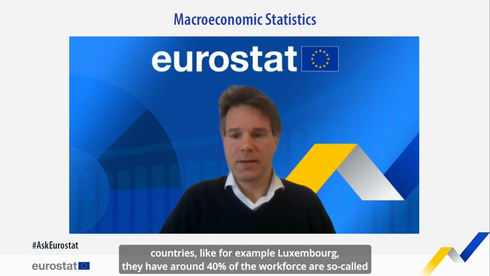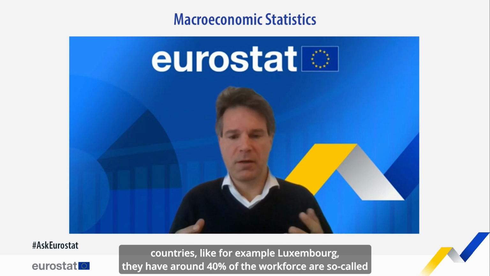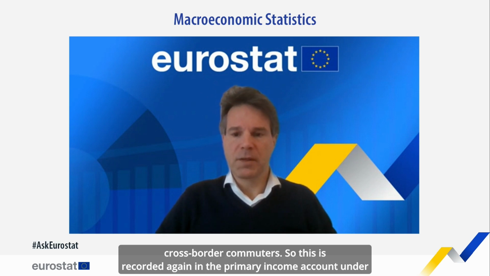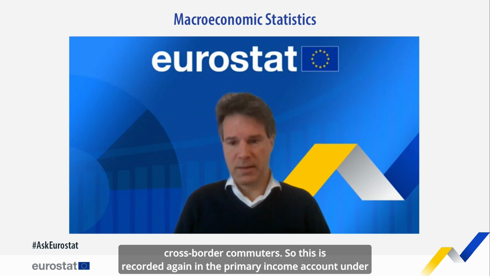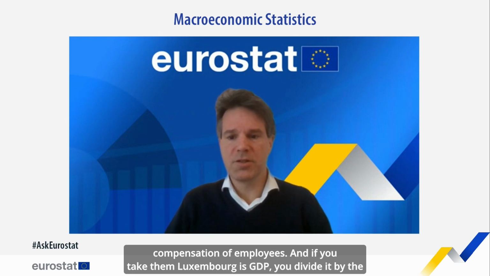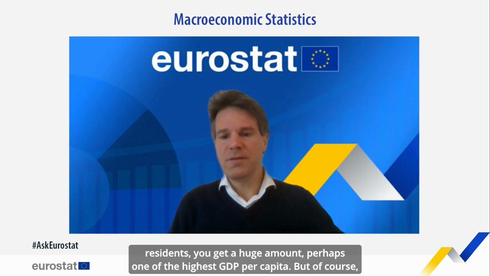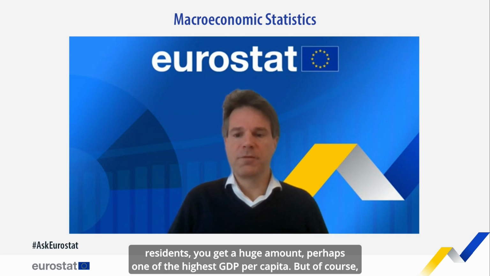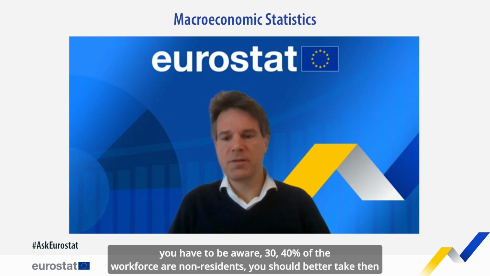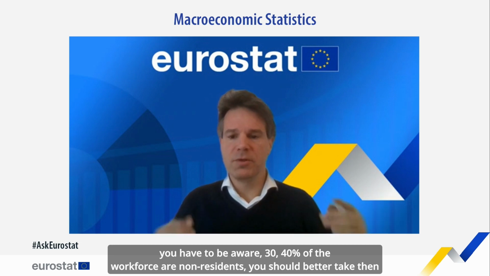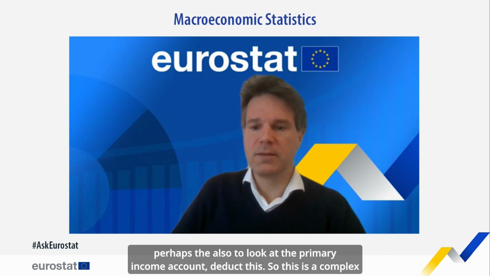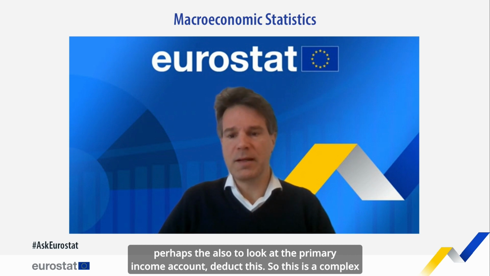Or some other countries, like, for example, Luxembourg, have around 40% of the workforce as so-called cross-border commuters. So this is recorded again in the primary income account under compensation of employees. And if you take Luxembourg's GDP and divide it by the residents, you get a huge amount, perhaps one of the highest GDPs per capita. But of course, you have to be aware that 30 to 40% of the workforce are non-residents. So you should better also look at the primary income account that deducts this.